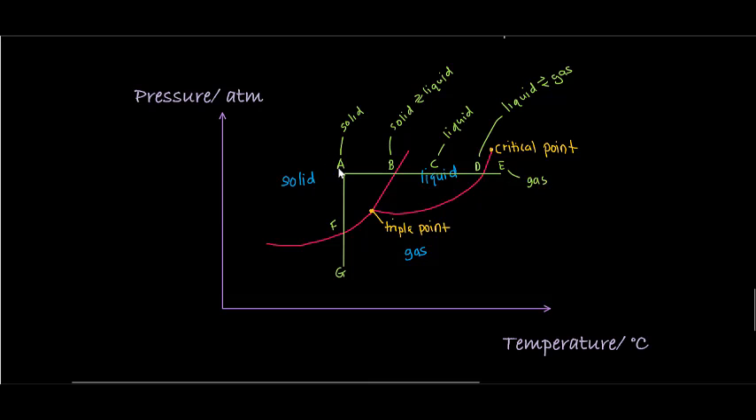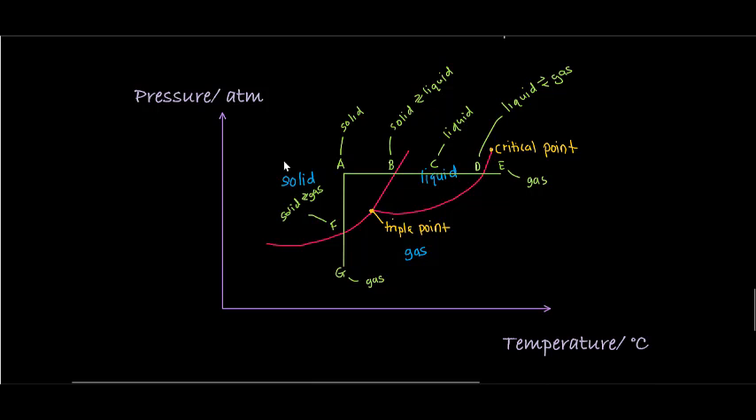We can also play around by changing the pressure at constant temperature. For example, starting from A, the substance is in solid phase. Decreasing the pressure until point F, the substance is in solid and gas equilibrium. At point G, the substance is now in gas phase.